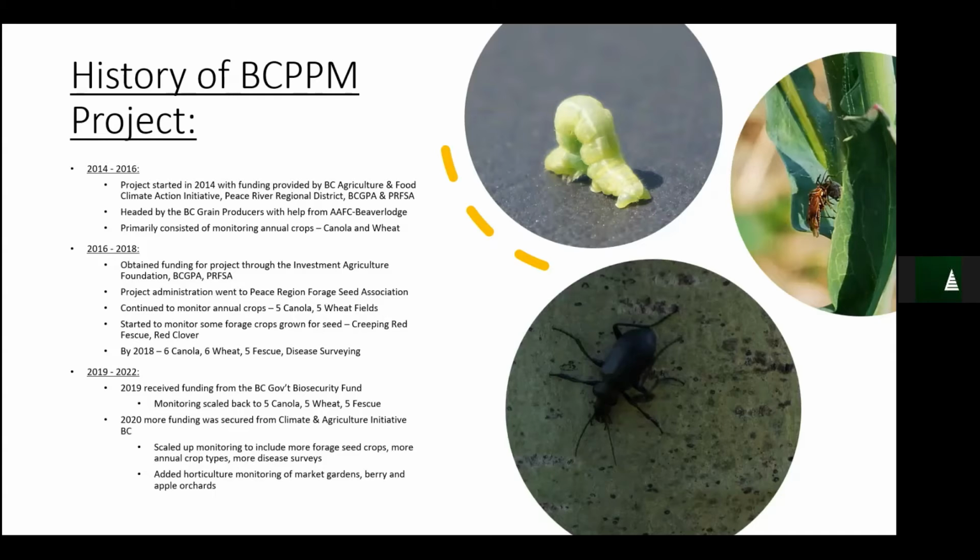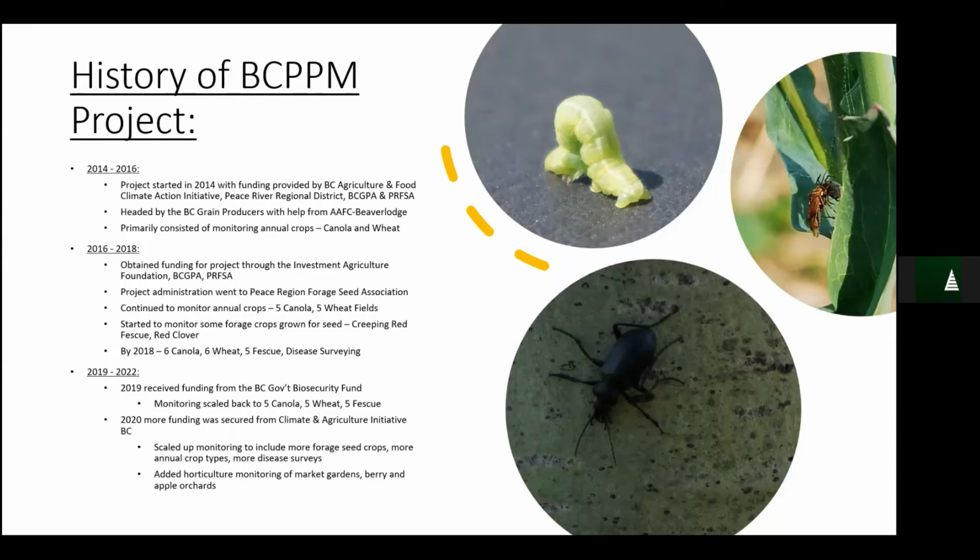Tracy Heppelhauser came in and helped us a bit. She gave us some funding through the Biosecurity Fund, which allowed us to maintain some monitoring within the region. We had just started doing five of each: 5 canola, 5 wheat, and 5 creeping red fescue fields, to try and keep that data flowing for ourselves and for researchers as well.